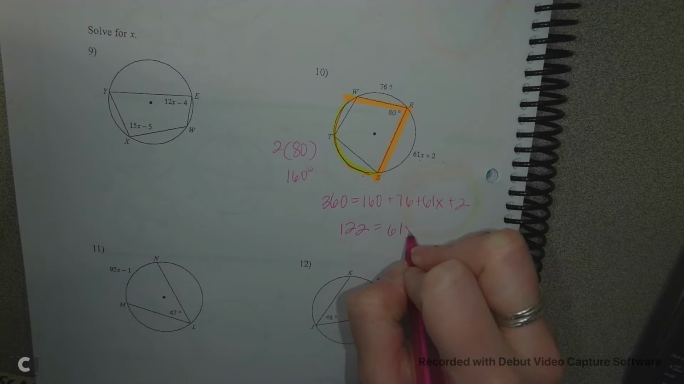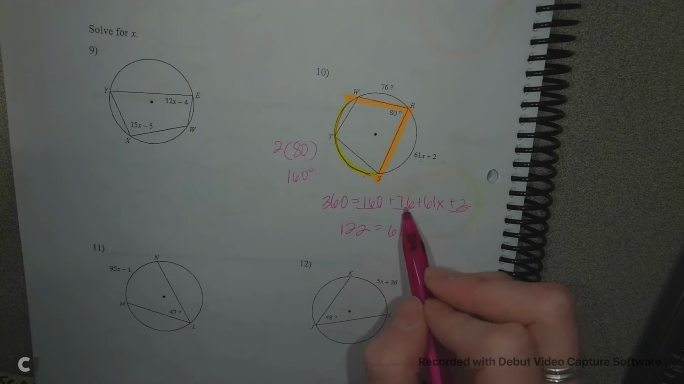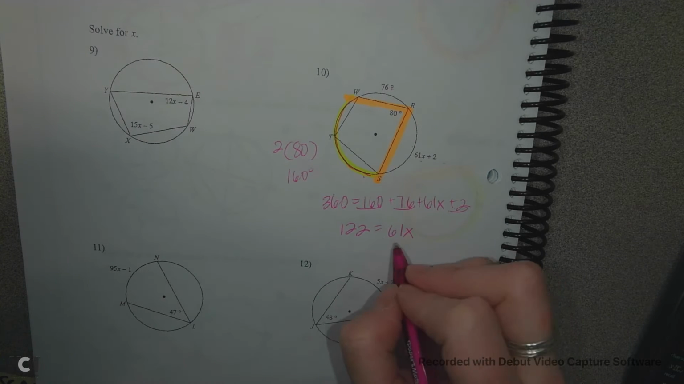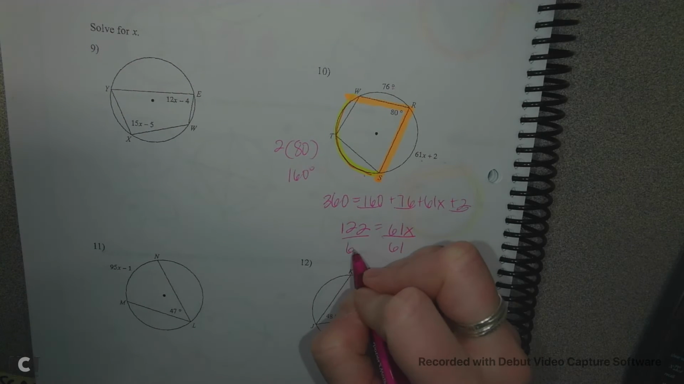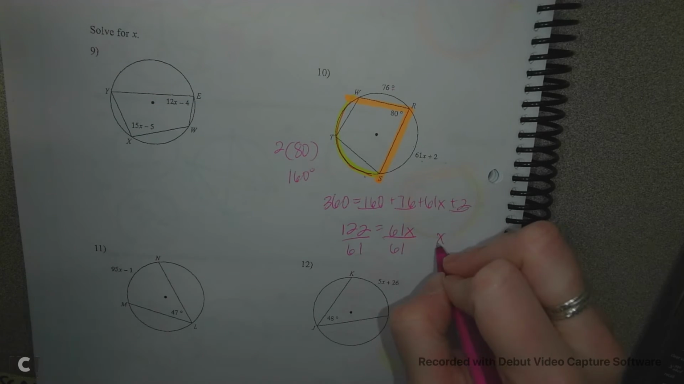So I'm just getting all of these like terms together on this side. So I just did the opposite. I subtracted them from 360. And then we divide each side by 61. And we get x is equal to 2.